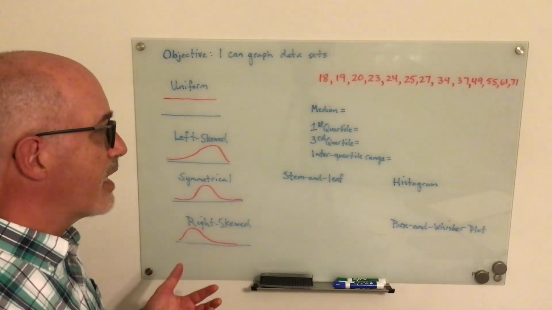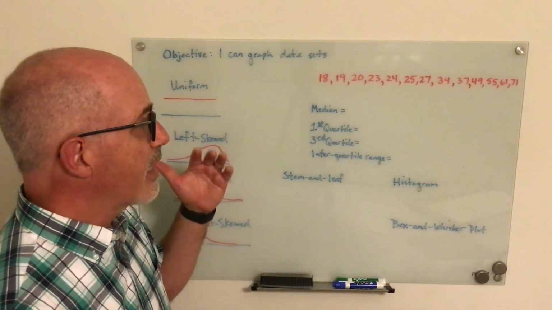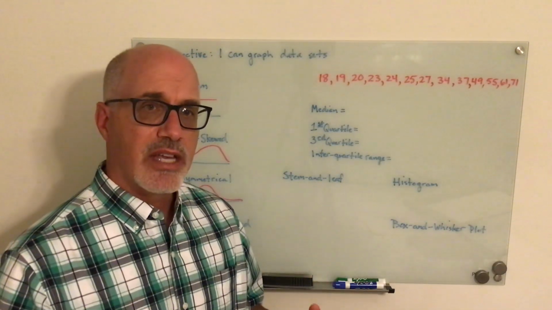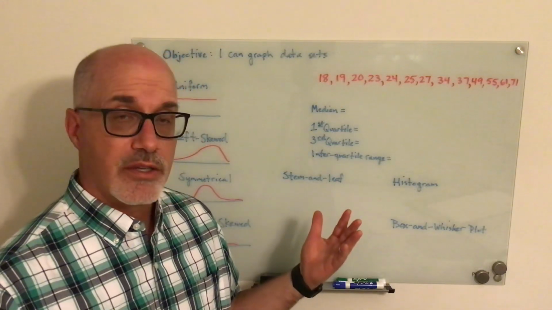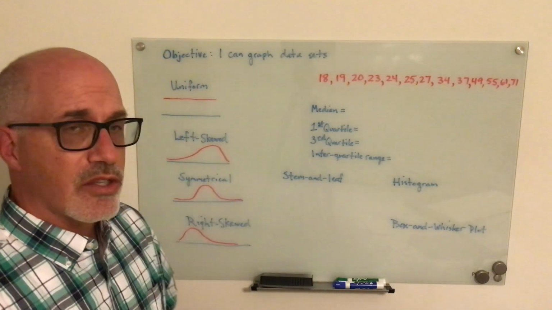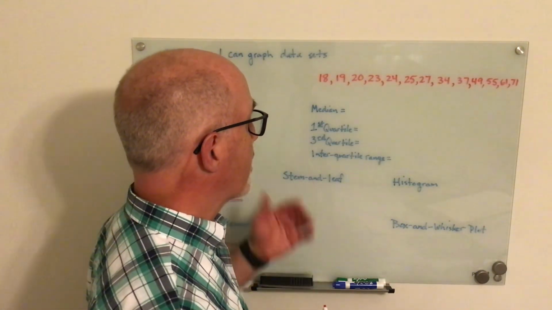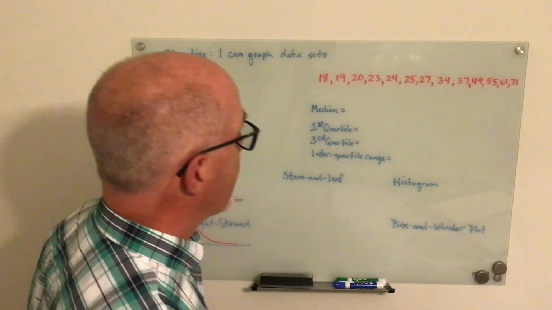Now we want to take a look at the shape of data. So what I'd like to do is take a look at this data set and look how we could maybe plot the graph in several different ways. Let's do some calculation though of some of the statistics that we have for this data set.